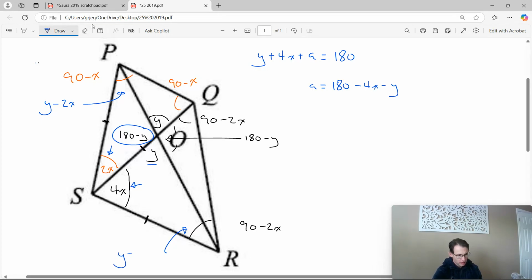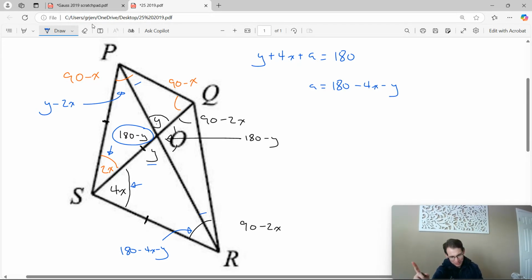Y, sorry, no. Do this right. Don't make a mistake copying it down. 180 minus 4x minus y. All right? All right, good. Now, we're making progress, I promise. That's that angle. Now we can determine this angle here and this angle here in terms of y and x.